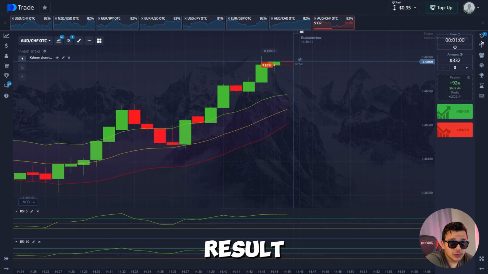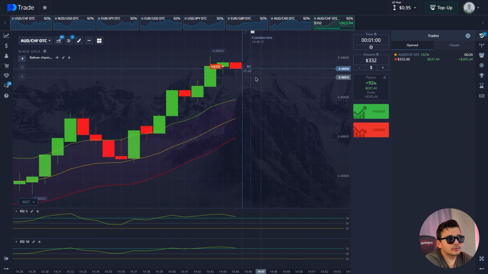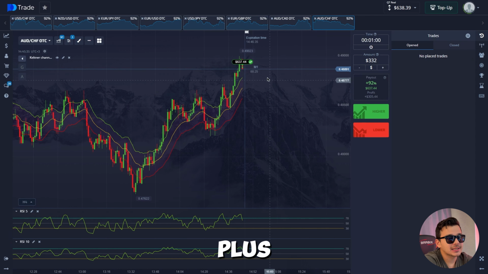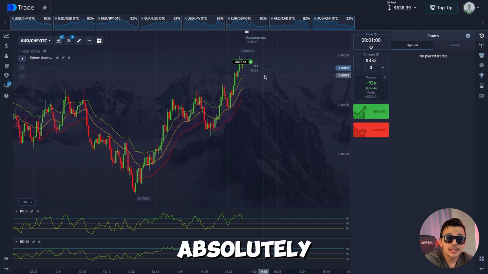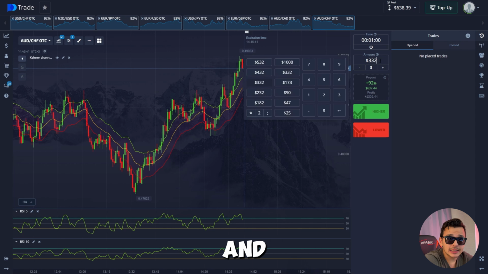Let's watch the result of this deal. We have several seconds left to finish. Woohoo! And our next trade closes again in the plus. As you can see, absolutely the same logic of entry. We had as in the previous trade, and still the trade is closed in the plus.